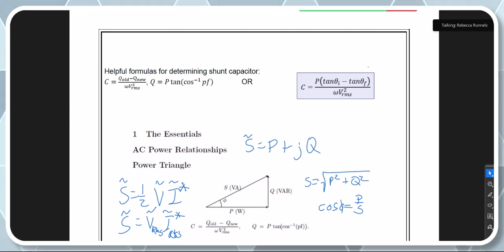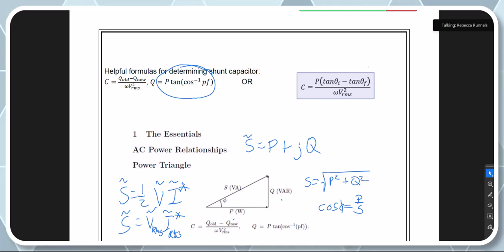I always find this formula kind of funny, because really, if you have P and the angle, you can figure out what Q is, or if you have P and Q, I usually don't just plug into that formula. I usually just draw a triangle, because it's what it is.